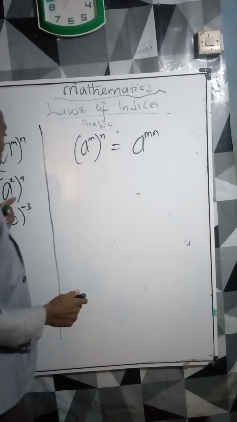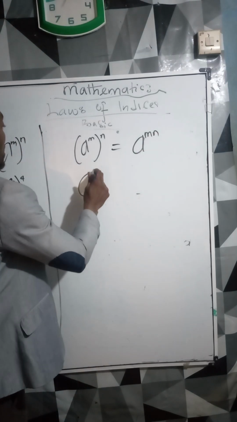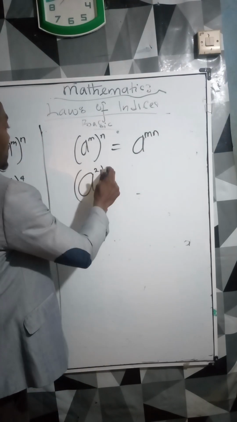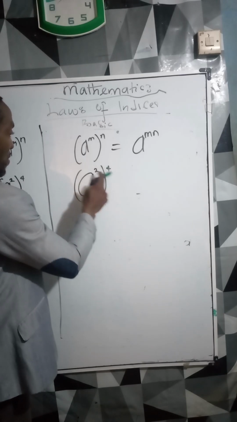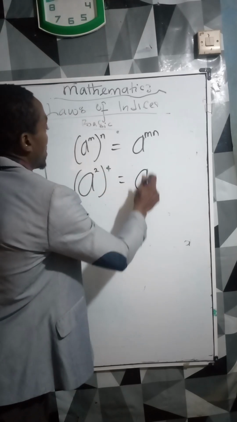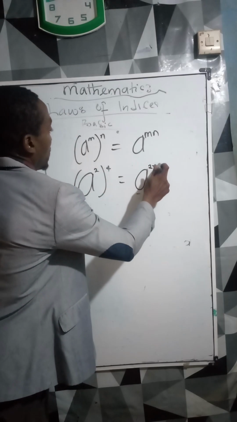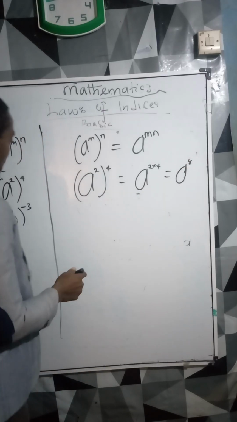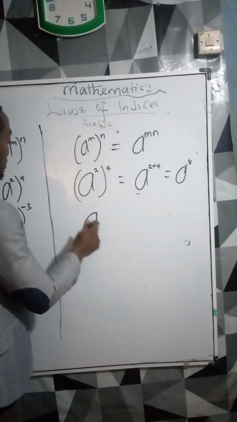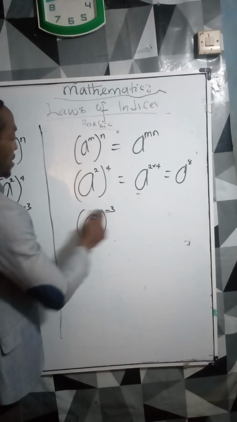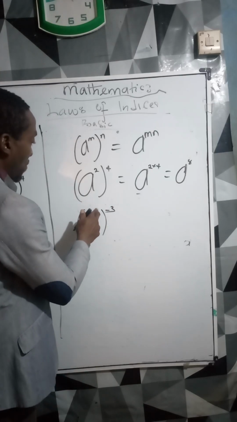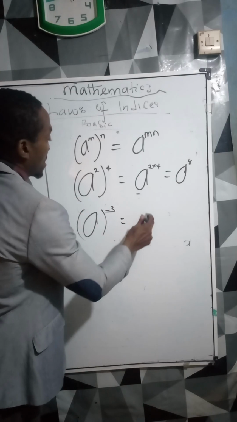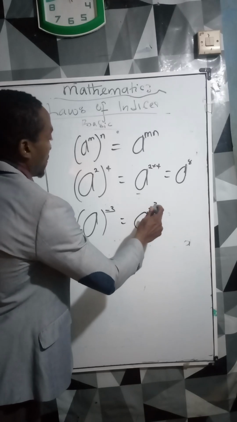And suppose you are given something like a raised to power 2, open bracket, all raised to power 4. The power outside multiplies the power inside. So it gives a raised to power 2 times 4, which will give us a raised to power 8. Same thing, suppose you are having a raised to negative power 3. This has an invisible power 1, so it will still give you a raised to negative power 3.